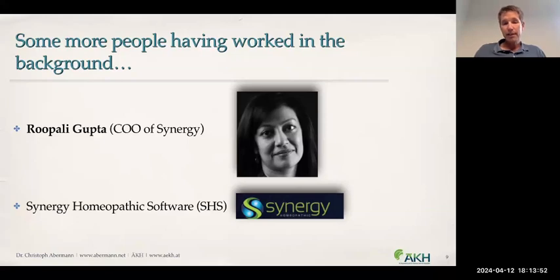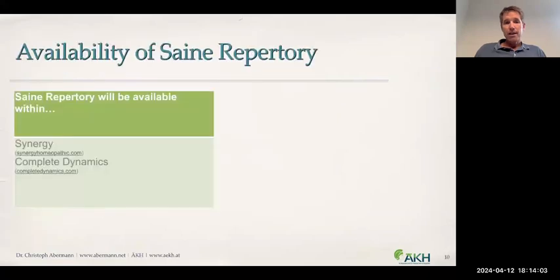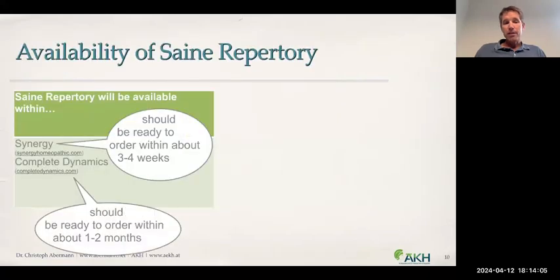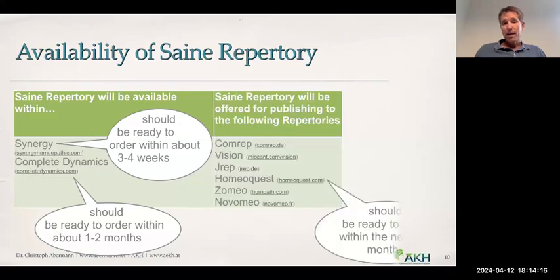But you will see at the end that many of the other repertory makers will probably offer it, so you will be able to buy the repertory in other programs as well. The availability will be more or less in a month's time. You will be able to buy it in Synergy. Probably 1 or 2 weeks later, it should be in Complete Dynamics. And in the list you see here, Comrep, Vision, Jrep, Homeoquest, Zomeo and Novomeo.